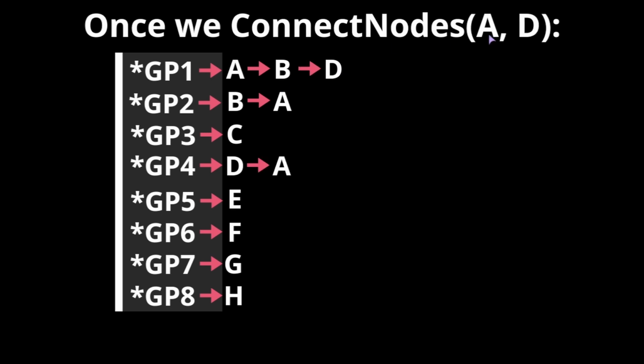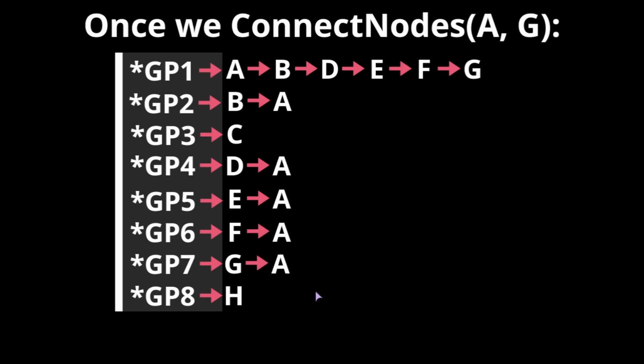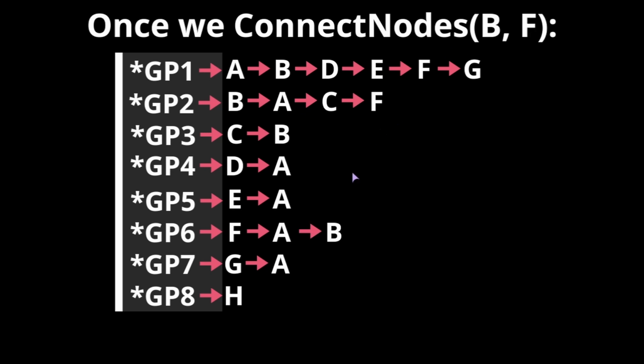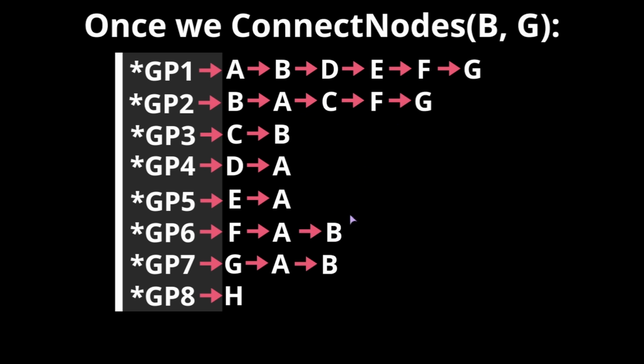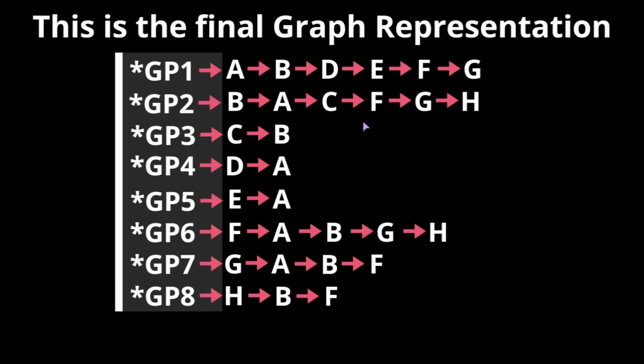So that's why. So this is the connection between A and D, A and E, A and F, A and G, B and C, B and F, B and G, B and H, F and G, and last but not least F and H. And this is the final graph representation.